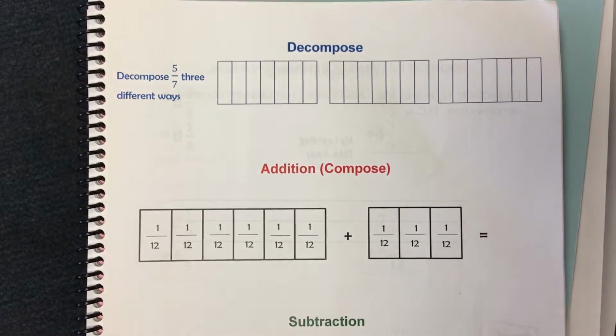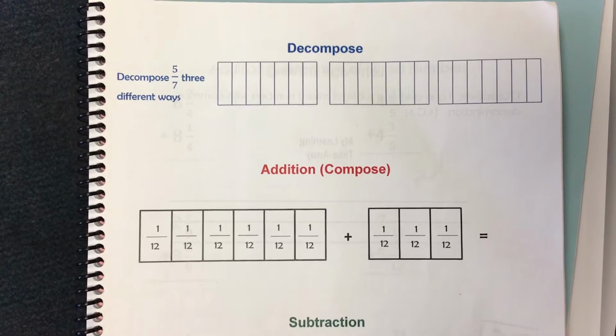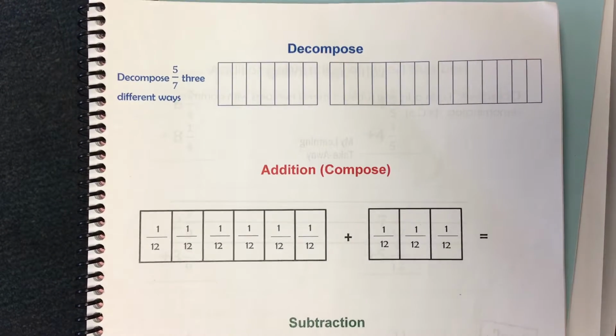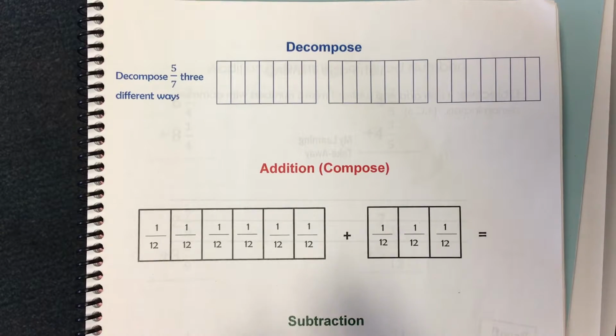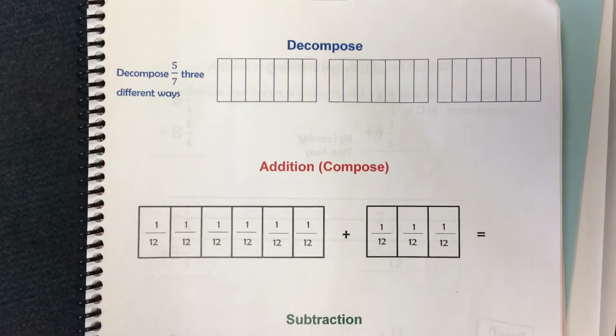6 and 4. 6 plus 4. What else could we do? 5 and 5. 5 plus 5. 7 and 3. 7 plus 3. It's the same with fractions. So that's how we decompose a whole number. We can decompose a fraction in the same way.